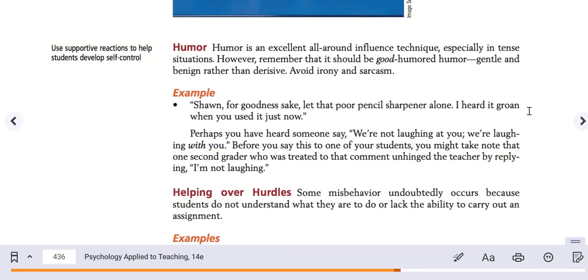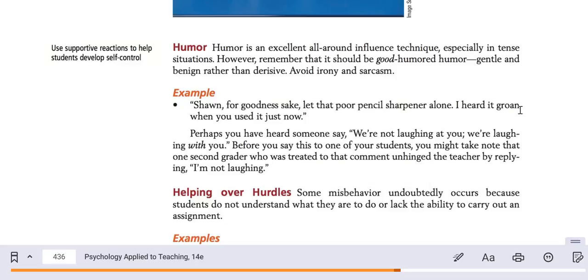Humor. Humor is an excellent all-around influence technique, especially in tense situations. However, remember that it should be good-humored humor, gentle and benign rather than derisive. Avoid irony and sarcasm. Sean, for goodness sakes, let that poor pencil sharpener alone. I heard it groan when you used it just now.